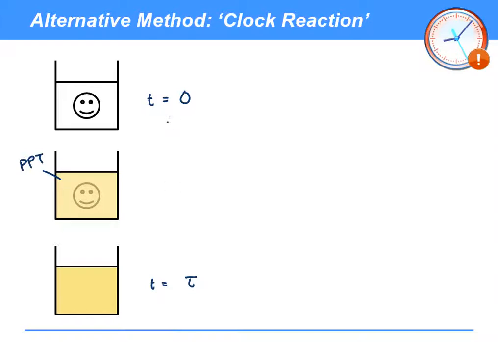So what we can actually do is use this time that it's taken for this to happen to give us an idea of how fast the reaction is. And you can probably see that the faster this takes, the shorter tau is, the faster the reaction is going to be. So that's one example of precipitate forming.